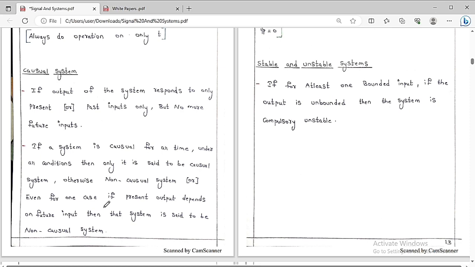If it is independent of the future values of the input for each and every case, then only we can say it is a causal system. Even for at least one case, if the present output depends on the future values of the input, then the overall system is said to be a non-causal system. So this is what I am trying to tell you.